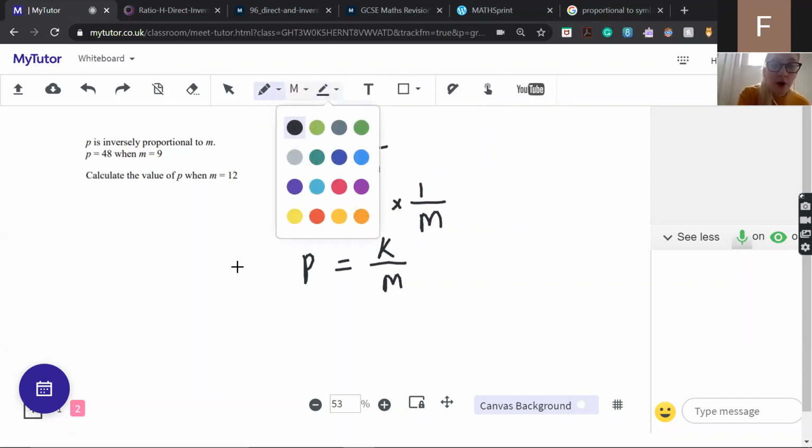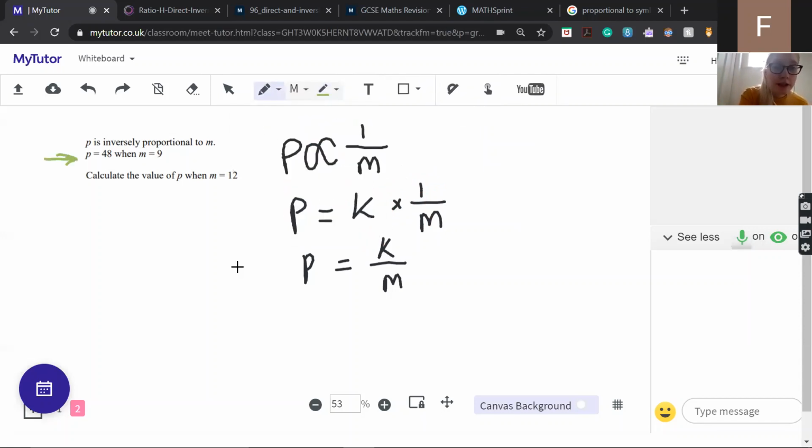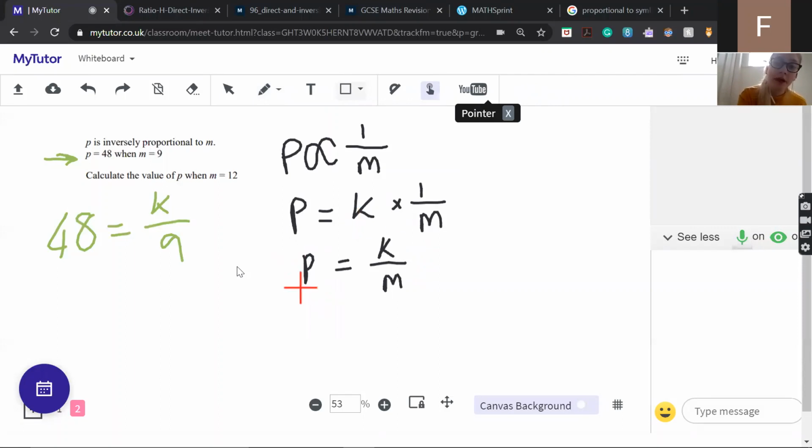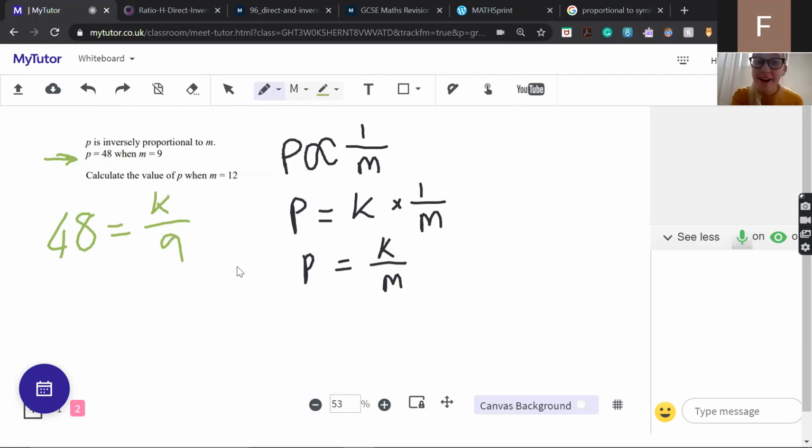So now we're going to go over here and think about this sentence that we've been given. P equals 48 when m equals 9. So now let's work out k. All I've done is I've taken this and I've replaced the values of p with 48 and m with 9. So now we can work out k.